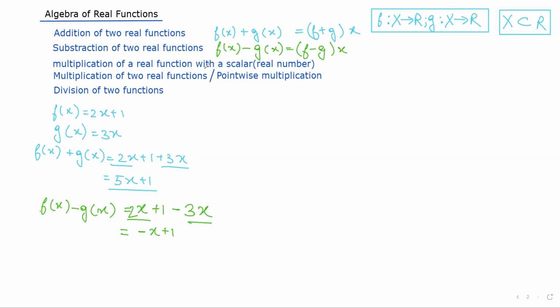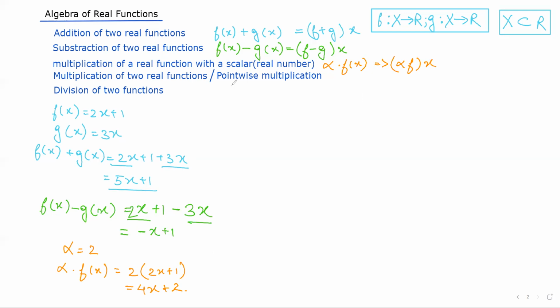Next, multiplication of a real function with a scalar or real number. Let that scalar be alpha. So if the scalar is alpha, then alpha into function of x. This is multiplying a scalar with a function. In a combined sense, it can be written as alpha f of x. Let us consider alpha is equal to 2. So alpha into f of x is equal to 2 into 2x plus 1, which is again something that we've already encountered before without knowing about it. So 4x plus 2.